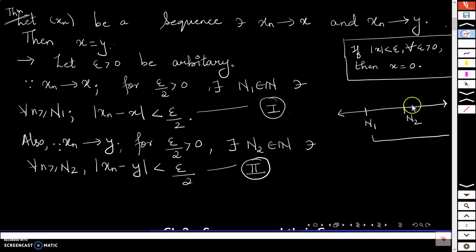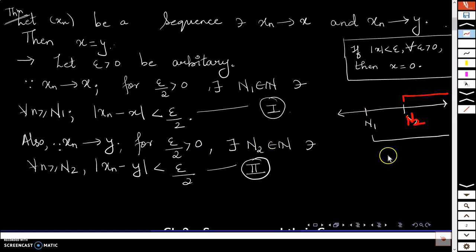Alright, so I will put that in red, the n2 one here. Okay. Now what does the second condition say? It says for all natural numbers which are bigger than or equal to this n2, this difference xn minus y is less than epsilon by 2. So this condition works for all natural numbers which are bigger than or equal to n2. So these natural numbers now which are bigger than or equal to n2 are here where I am marking in red.